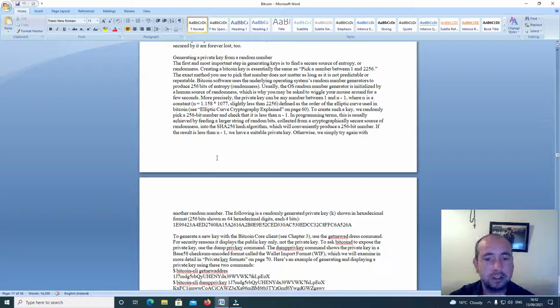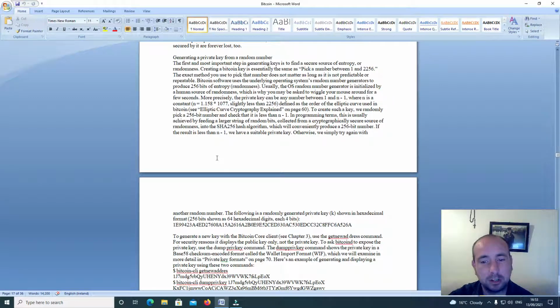More precisely, a private key can be any number between 1 and n-1, where n is a constant, n = 1.158 * 10^77, slightly less than 2^256, defined as the order of the elliptic curve used in Bitcoin. See Elliptic Curve Cryptography on page 60. To create such a key, we randomly pick a 256-bit number and check that it is less than n-1.